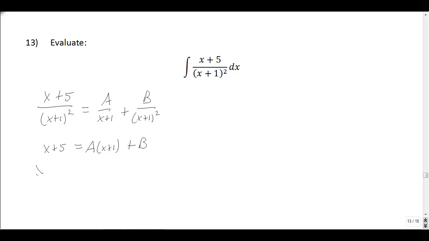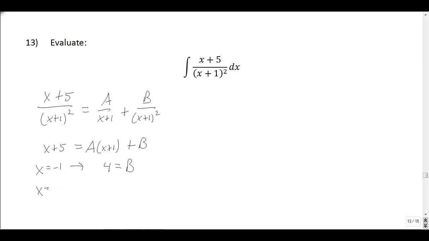To do that, I'm going to plug in x equals -1. It gives me -1 plus 5 is 4. The point of -1 is that -1 plus 1 is 0, so this term drops out, and I get 4 equals B. Generally, I'm trying to pick values that make the things multiplied by A or B or C or whatever be 0. -1 is the one that works.